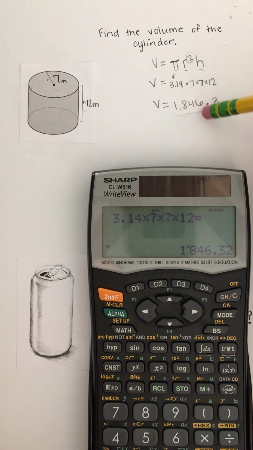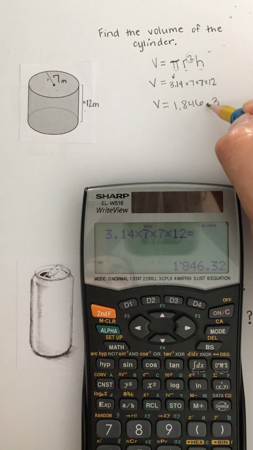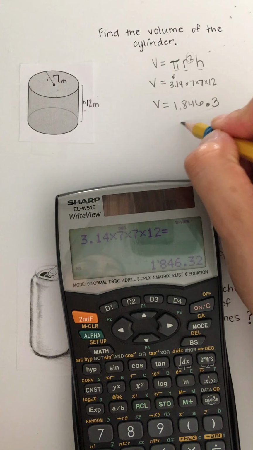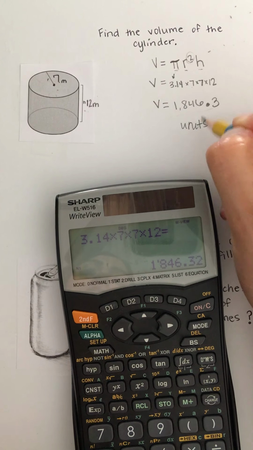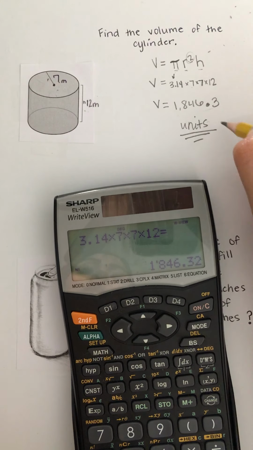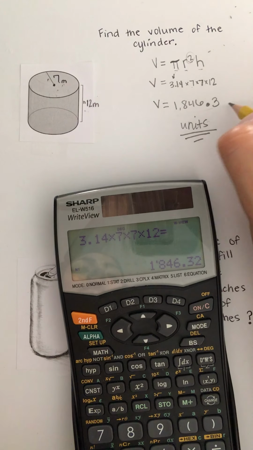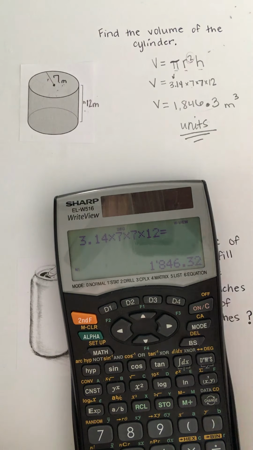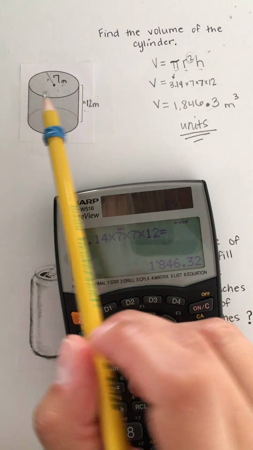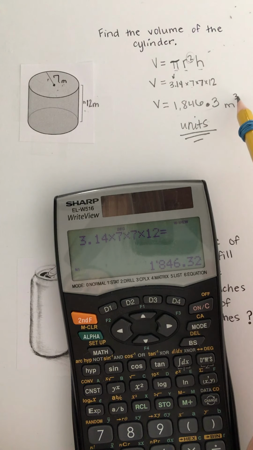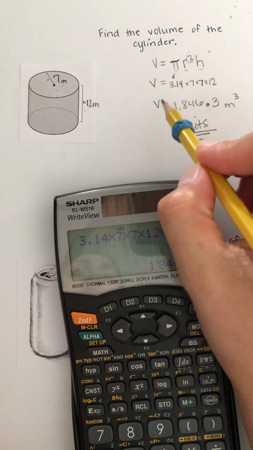Okay, and then the next thing is units. You cannot forget your units. So the units, you see that M, that's meters. So the units are meters cubed. Volume is always cubed, right? This is a 3D shape, three-dimensional. So this is units, meters cubed. That's it. That's volume.